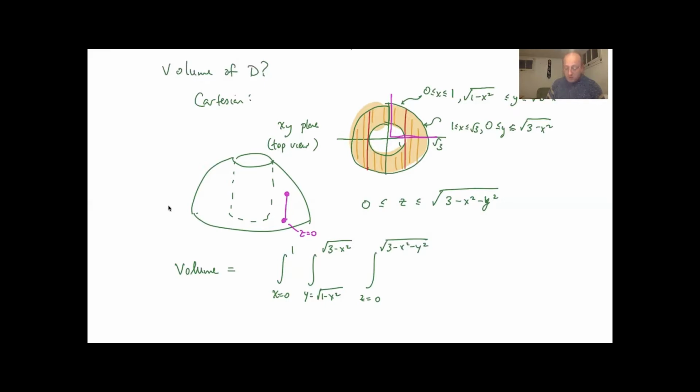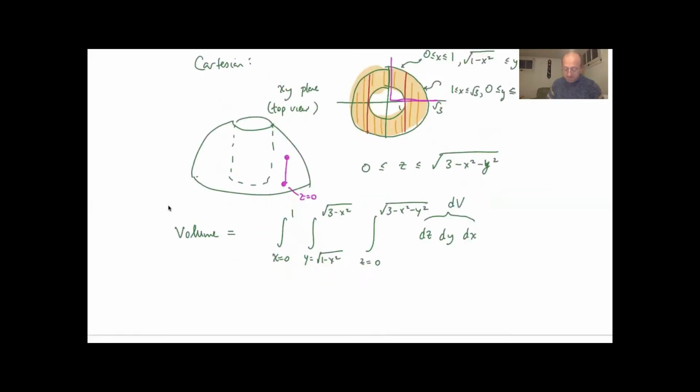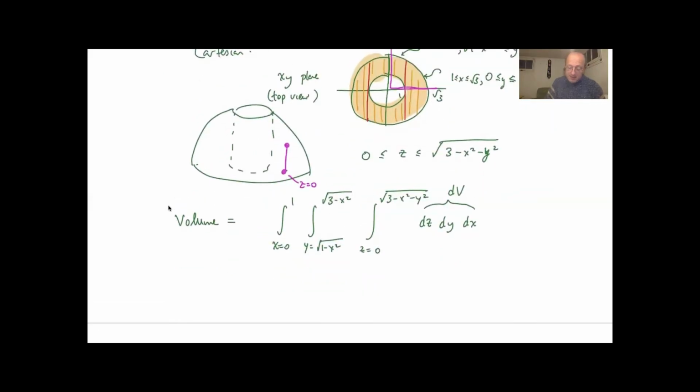For the volume, we're integrating the function 1. Our volume element is dz, dy, dx. That's a volume element dv. And that integral represents the volume captured by our first region.